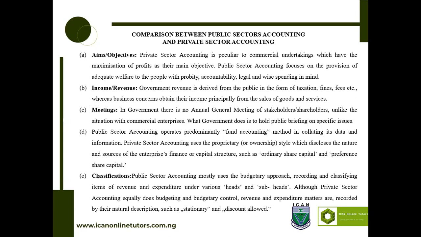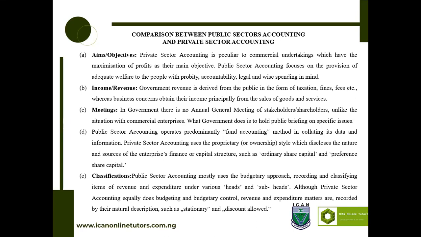Meetings, this is another point to differentiate between public sector accounting and private sector accounting. In governments, there is no annual general meeting of stakeholders or shareholders. Unlike the situation with commercial enterprises, what government does is to hold public briefing on specific issues. When there are some issues to be deliberated on, government will have a meeting in order to find a solution to such issue. But the private sector usually has what is known as the annual general meeting.